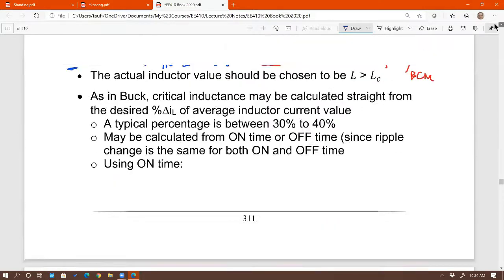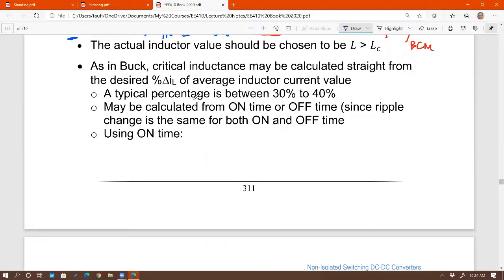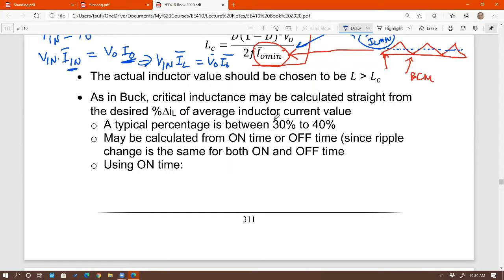Okay. Now that's critical inductance using the textbook method. Practical method: lots of friends in Silicon Valley use this method. They will say, okay, instead of using that equation under BCM, just pick a value of delta IL between 30% to 40%, right? So just pick.